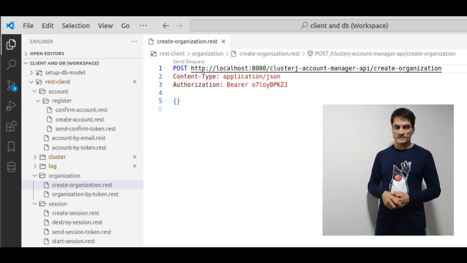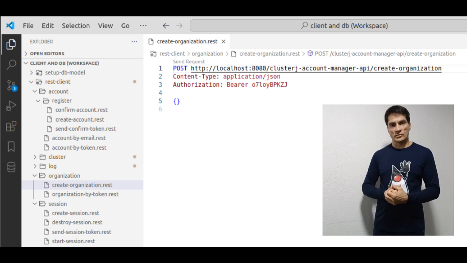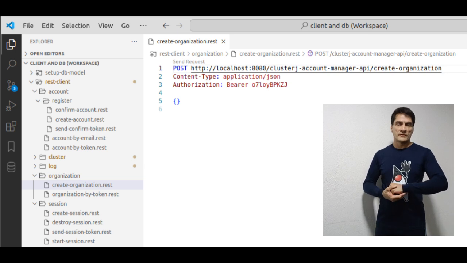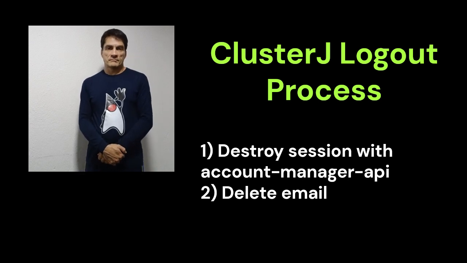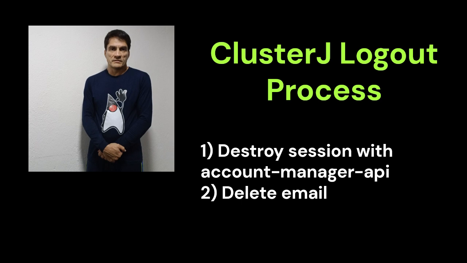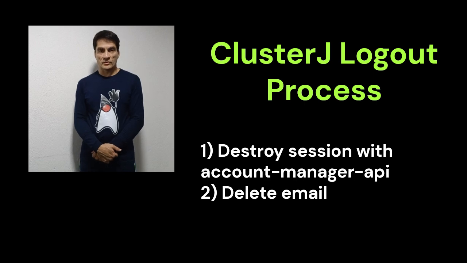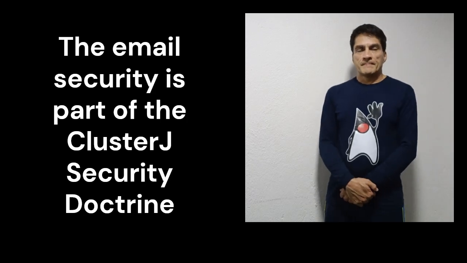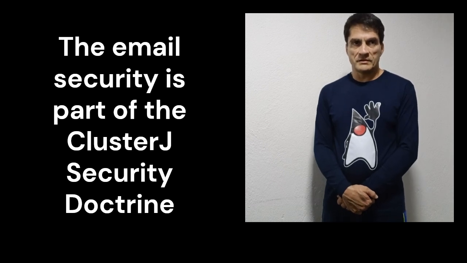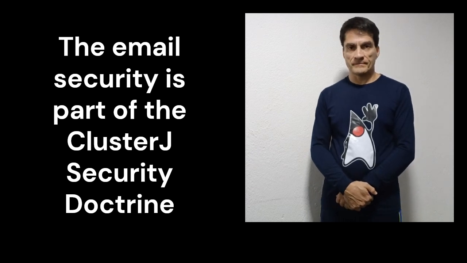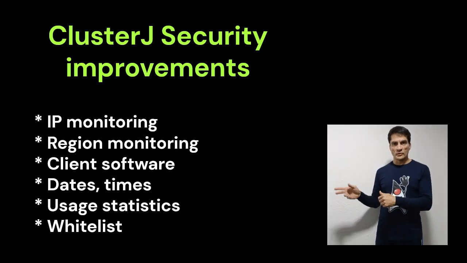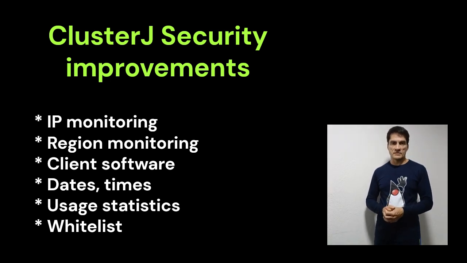After the session is started, that session token can be used to perform the various operations in ClusterJ, for example, to create an organization. And after the user is done with using that session token, he can call another endpoint to destroy the session. And this is the state of the cluster system security in this first version of ClusterJ. Improvements will be made to this security system.